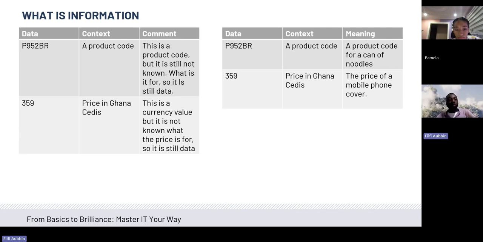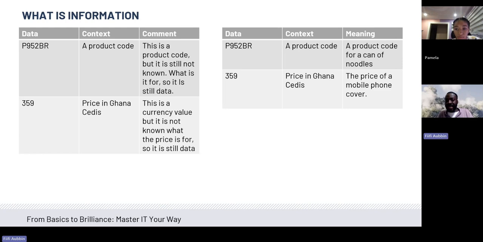So I write 359. Okay, you've told me it's the price of a good. So what price is that? Or which good is this actually for? And if you're telling me this is a product code, yes, it's data, but for which product? Once you are able to give meaning to that, now it becomes what? Information. So this product code is for a can of noodles. Okay, now I get it. It's information now. So we've moved it from data to information by processing it, structuring it, giving it meaning.